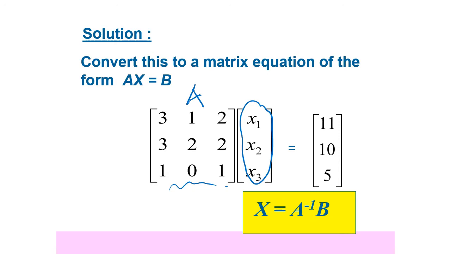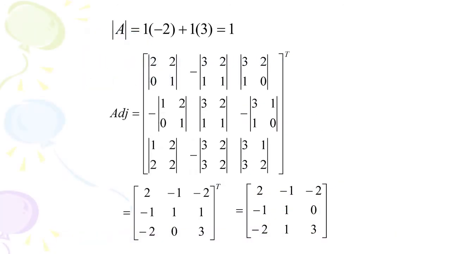Okay, let's try to find A inverse. So what is the formula for A inverse? Remember, A inverse is equal to 1 over determinant of A multiplied with adjoint of A. So the first step, we have to find the determinant of A. We can choose any row or column. For this one, we choose the third row. Why? Because we have an element 0, so that we can reduce the workload. So what is the determinant? We get the determinant of A equal to 1.